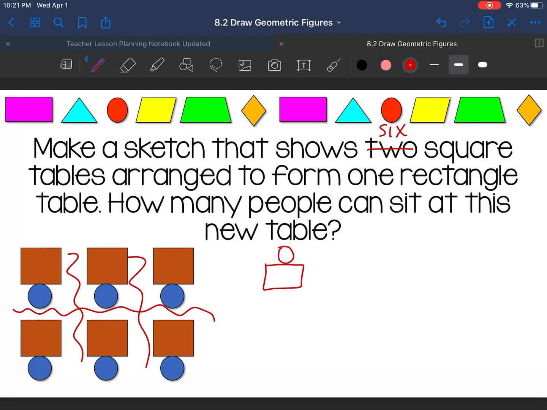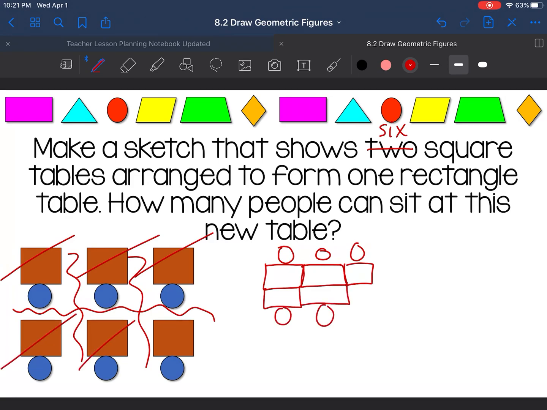So let's draw one on my desk here. I'll draw another desk next to it. Draw another desk next to that. So there's 1 desk, 2 desks, 3 desks. I still have 3 more desks. So let's draw another desk, and another desk. So I've now taken my 6 square tables and arranged them to form one rectangular table.